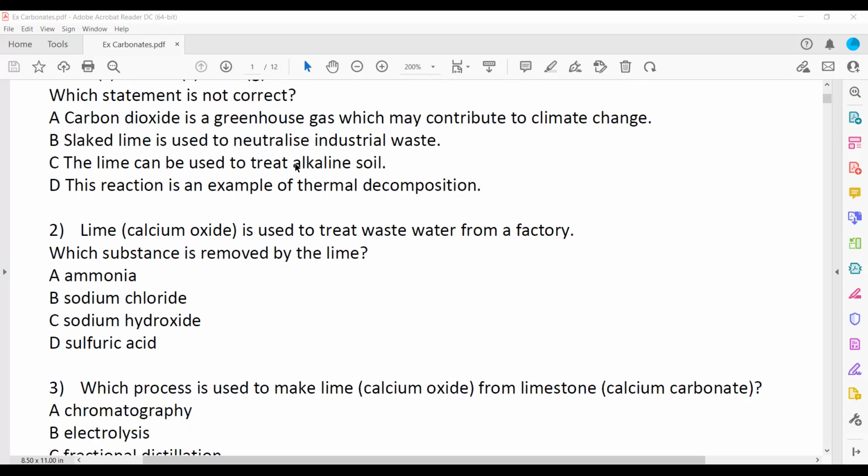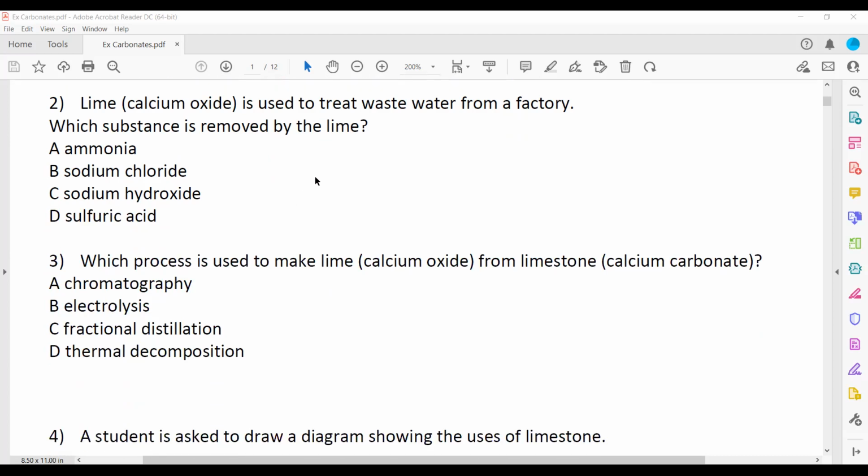Then calcium oxide is used to treat the wastewater from the factory. Which substance is removed? Calcium oxide is a basic oxide, and a basic oxide can react with acid. So which one of them is acid? Ammonia is not an acid. Sodium chloride is not an acid. Sodium hydroxide is not an acid. Sulfuric acid, that is an acid. That's why it can react with the basic oxide and neutralize it.